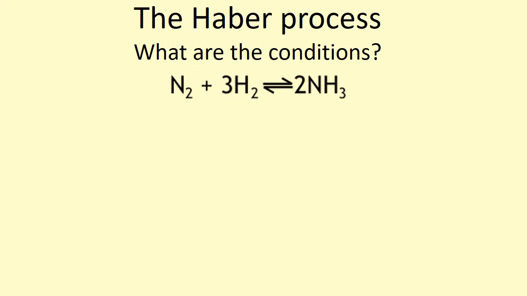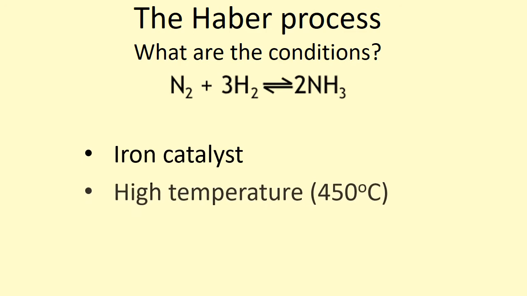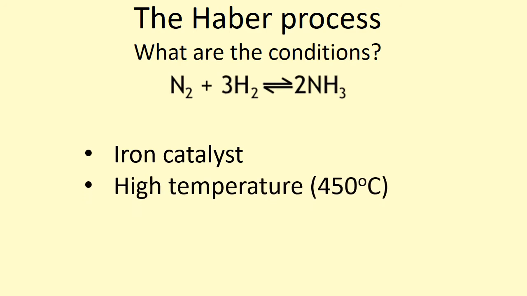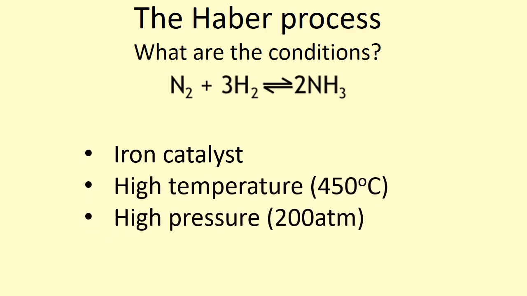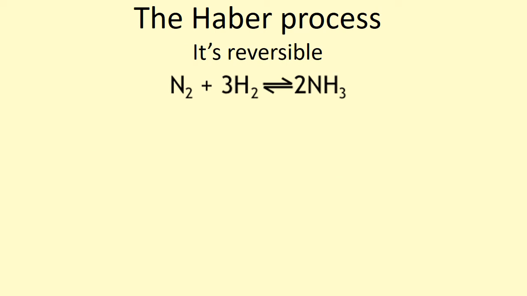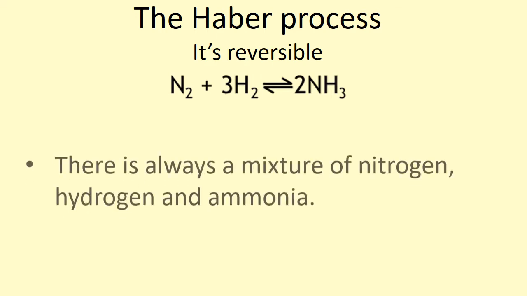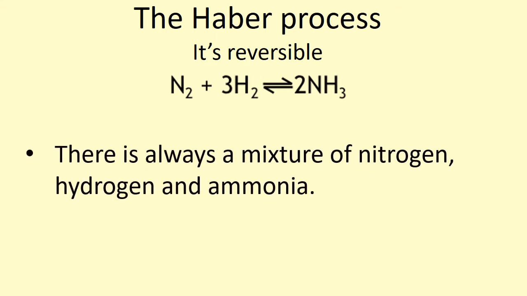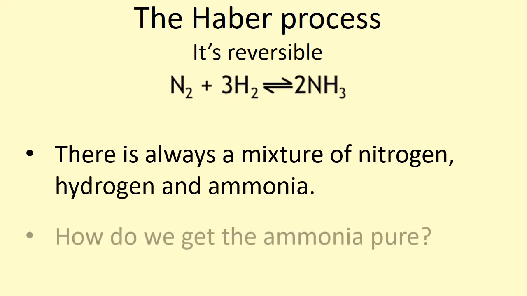So the Haber process, what are the conditions when this reaction happens? These are conditions you are expected to know as triple scientists. You need an iron catalyst, high temperatures, which is 450 degrees Celsius, and a high pressure of 200 atmospheres. Now, we can see it's a reversible reaction. We've mentioned that already. So we're always going to find in this reaction a mixture of nitrogen, hydrogen, and ammonia.